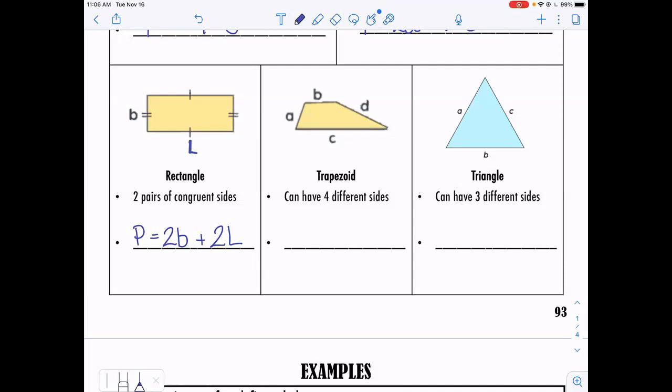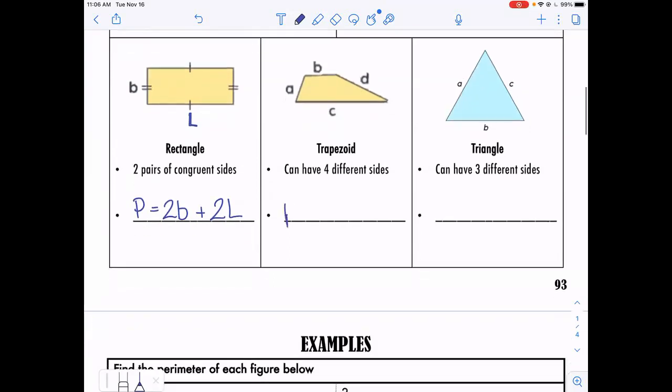Okay, trapezoids. What do you know about a trapezoid? There are 4 different sides, so we can't multiply anything, right? Because they're not always going to be the same sides. So the perimeter equals A plus B plus C plus D. Okay, you just got to add up all 4 sides.